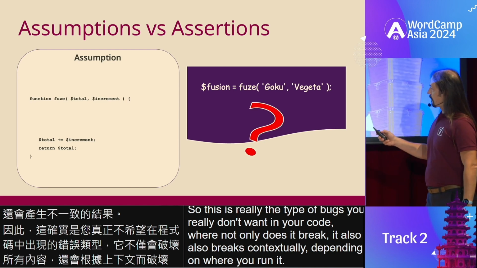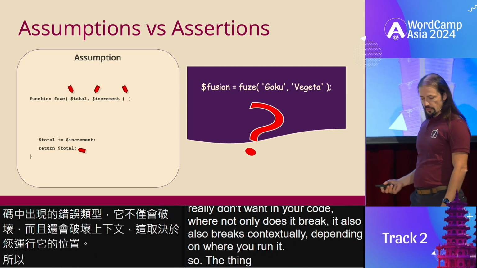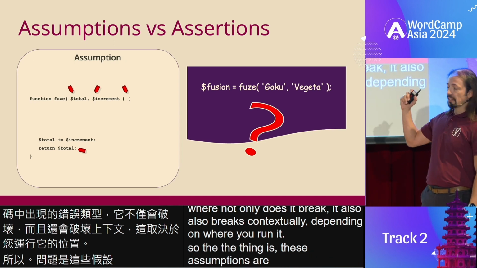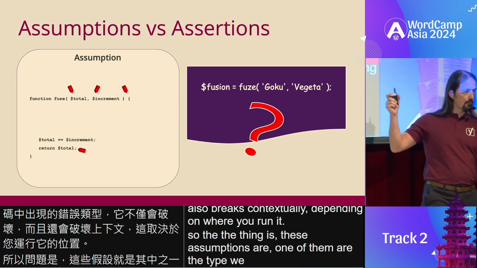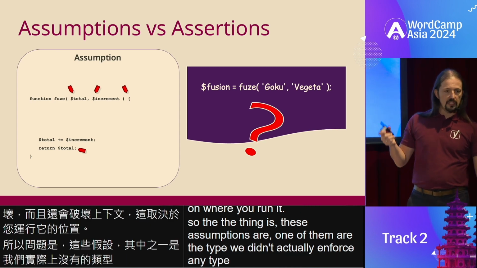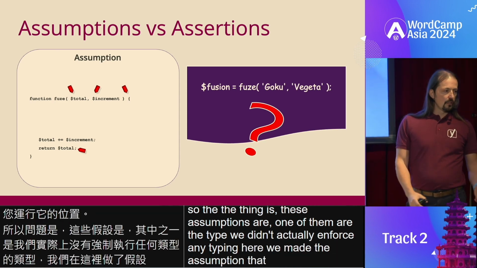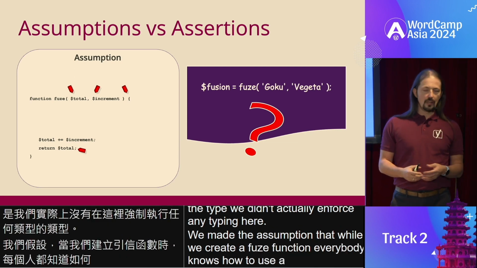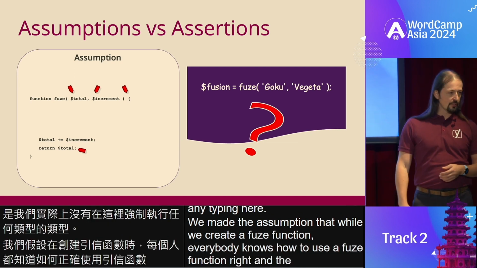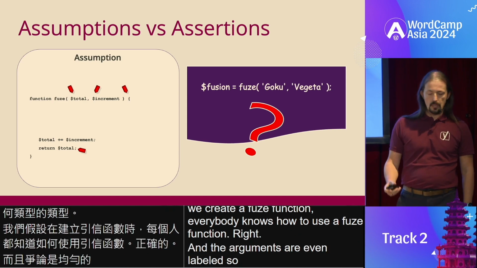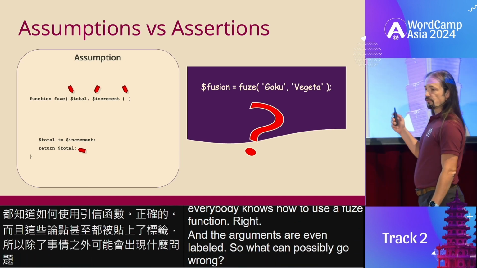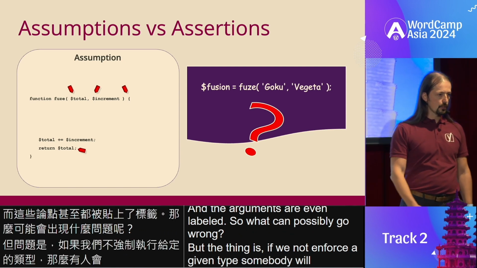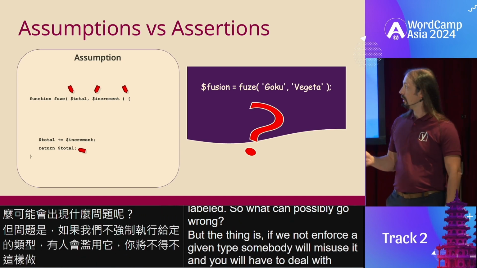So the thing is, these assumptions are, one of them is the type. We didn't actually enforce any typing here. We made the assumption that while we create a fuse function, everybody knows how to use a fuse function, right? And the arguments are even labeled, so what can possibly go wrong? But the thing is, if we do not enforce a given type, somebody will misuse it. And you will have to deal with the results of that.